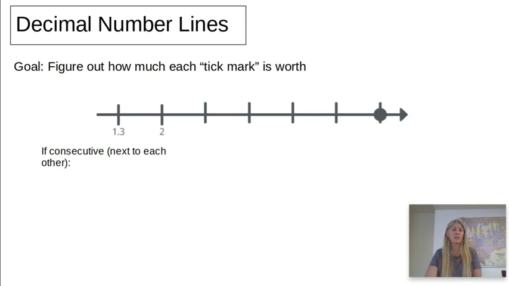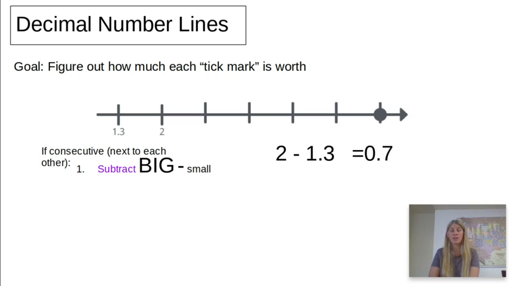So if those two numbers are next to each other, if they're consecutive, then you are going to subtract the big number, which is the one to the right, minus the small number. So in this case, we're going to go ahead and go 2 minus 1.3. We do that math, and that is 0.7. Now in Buzz Math, as we're typing answers in, we always need to have a 0 in front of our decimal point. So be careful about that.